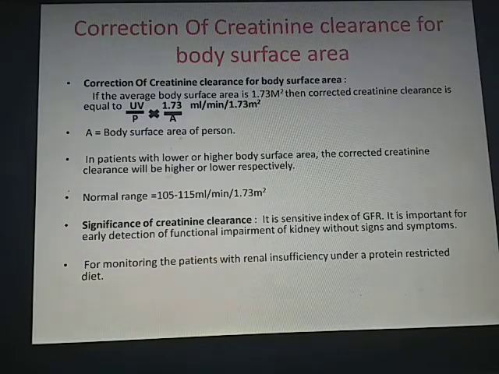In this formula, A represents the body surface area of the person. In patients with lower or higher body surface area, the corrected creatinine clearance will be higher or lower respectively. The normal range is 105 to 115 ml per minute per 1.73 square meters. What is the significance of creatinine clearance? It is a sensitive index for GFR. It is important for early detection of functional impairment of the kidney without signs and symptoms.